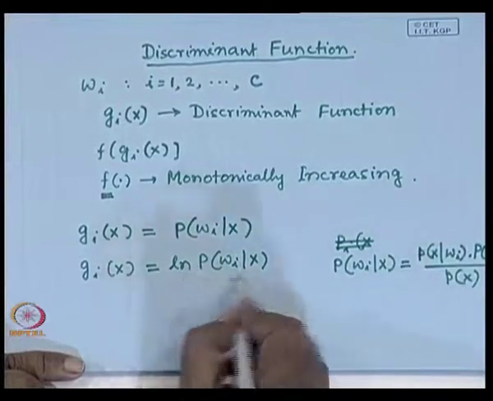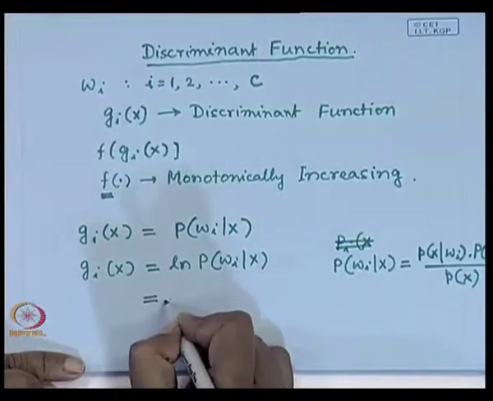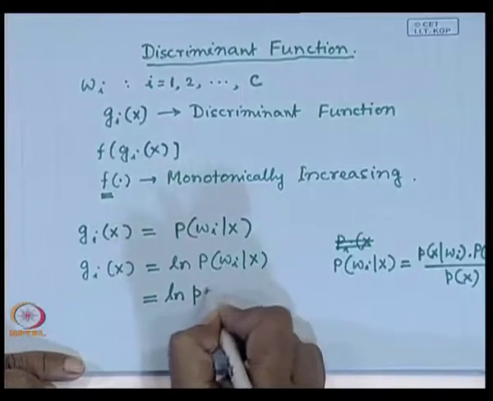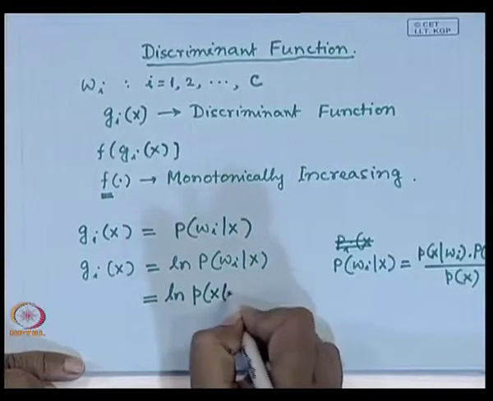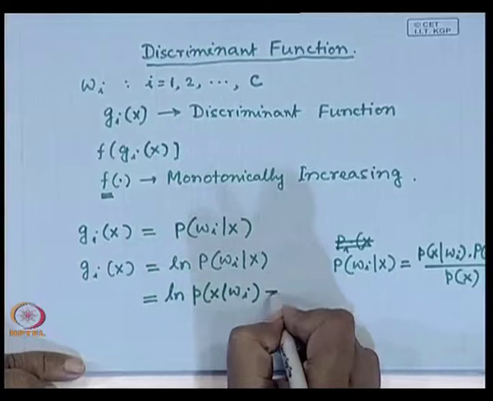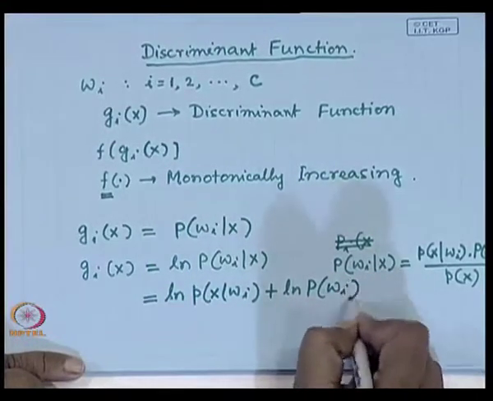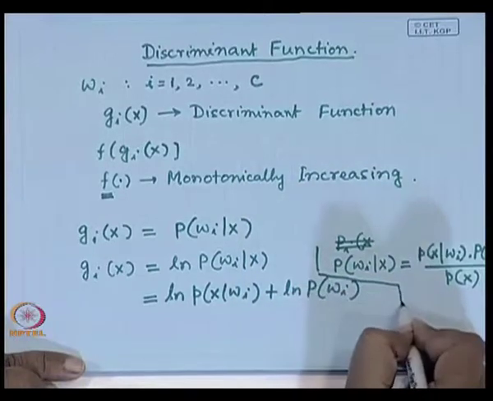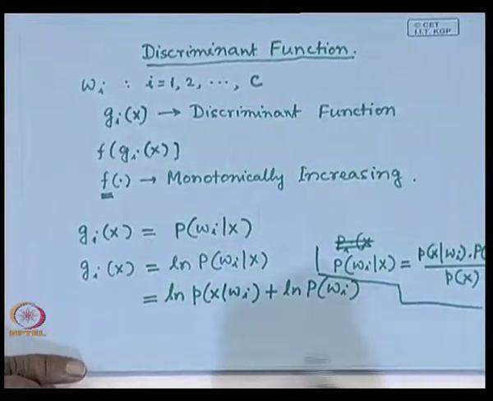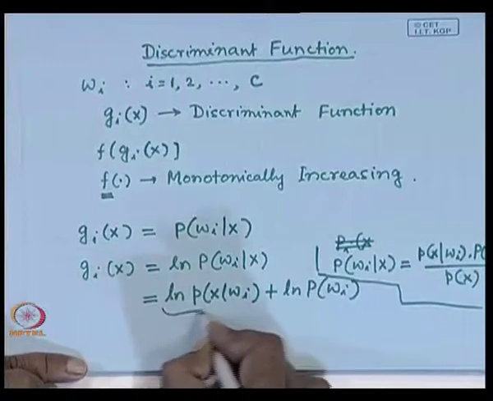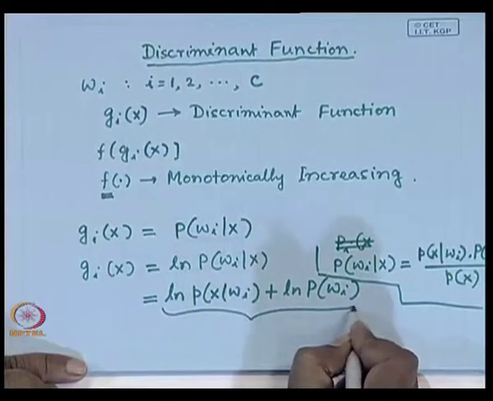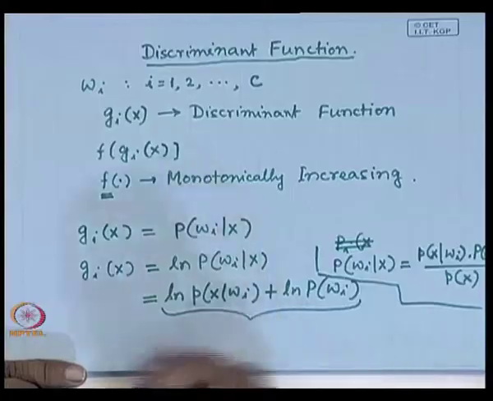So, over there this function will be expanded to log of p of x given omega_i plus ln p of omega_i. Okay. So, this becomes our discriminant function to be used for classification of an unknown sample x into one of the classes, or one of the omega_i's.